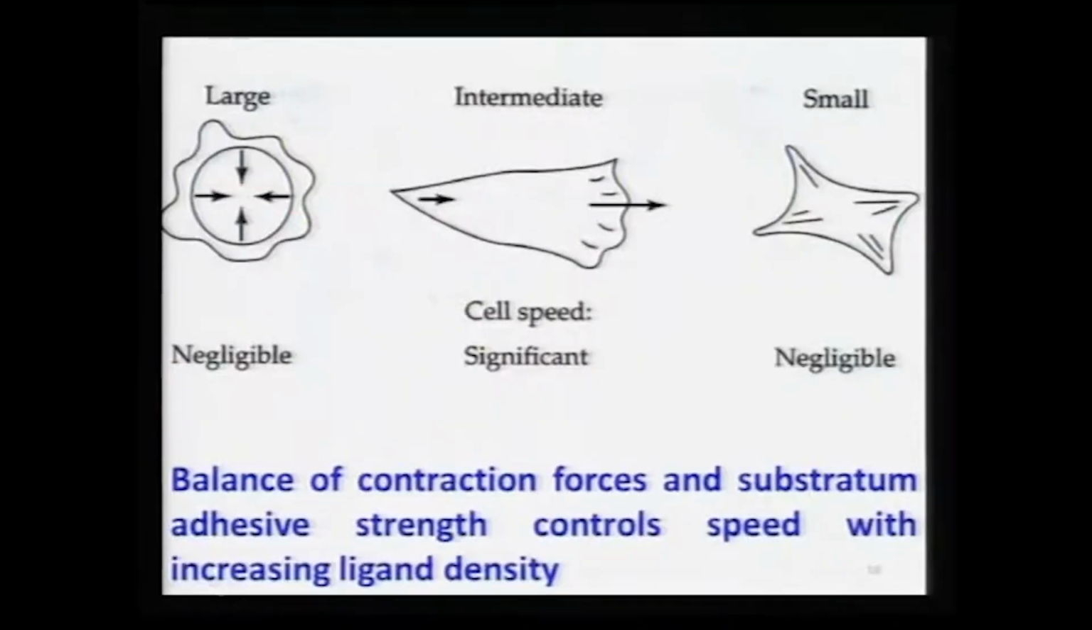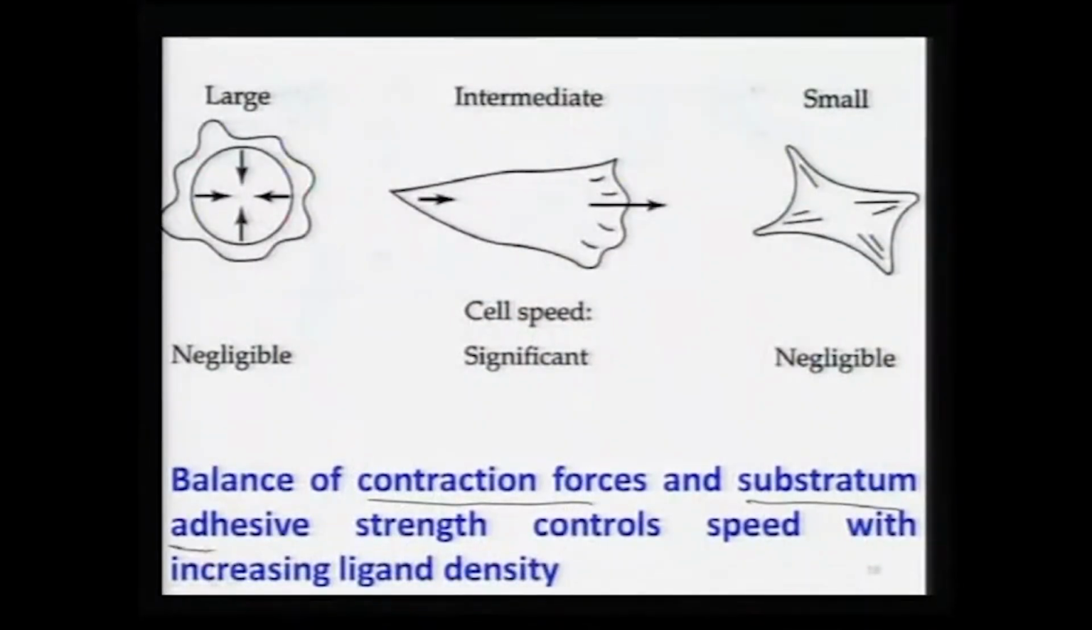From the shape of the cell, many times one can make a comment on whether the cells are in migratory motion or not. Here it is the balance of the contraction forces and the substratum adhesive strength. That means there should be a balance between the contraction forces, like when myosin motors are interacting with the integrins, and the adhesive strength. If the adhesive strength is too much, then you require more force to break this substratum adhesion. That is very simple.